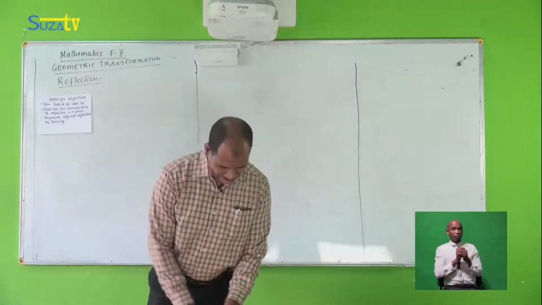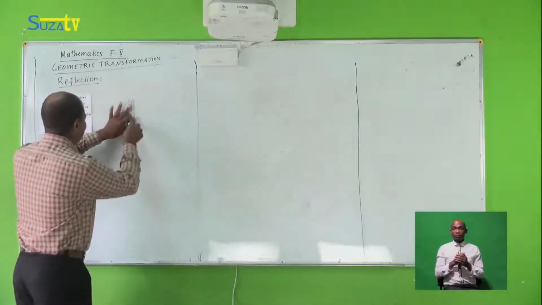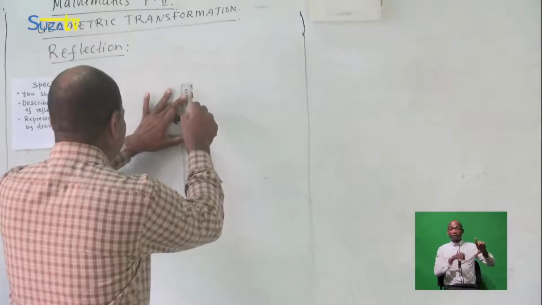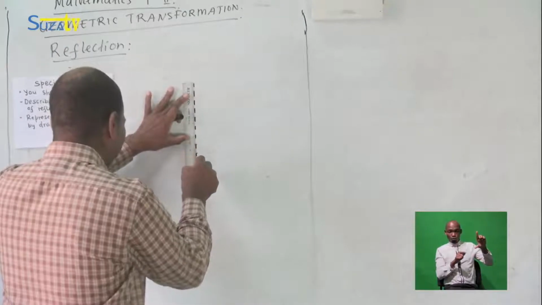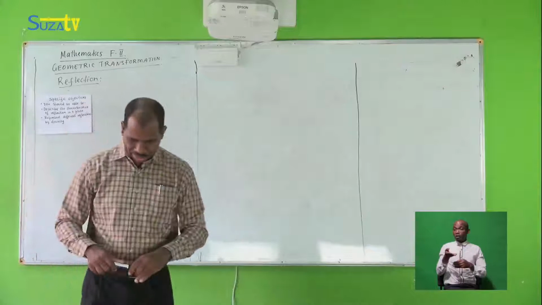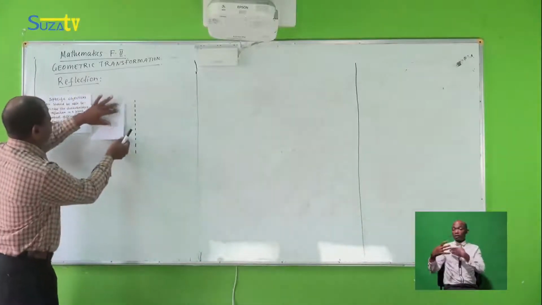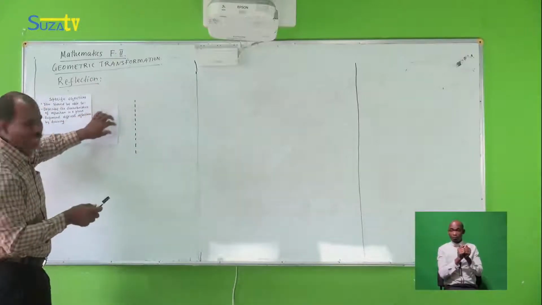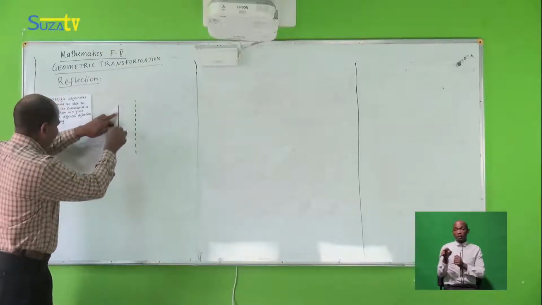So now, let us see the line. This is the line, the dotted lines. The dotted line here represents a mirror. And suppose we have an object. This object is a triangle, but is an object. And the object here is like this. This is our object.